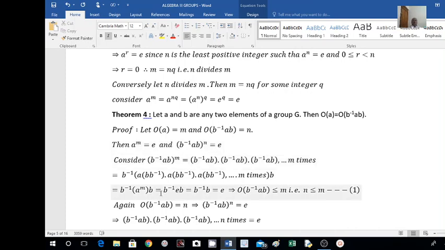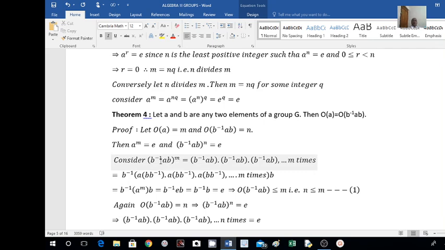So this is equal to B inverse A to the power of m into B. What is A raised to m? I have taken the order of A equal to m, therefore A raised to m equals E. So this is B inverse E into B. Again, E B is nothing but B, so that is B inverse into B, which is equal to E. So this is the value of (B inverse AB) to the power of m.